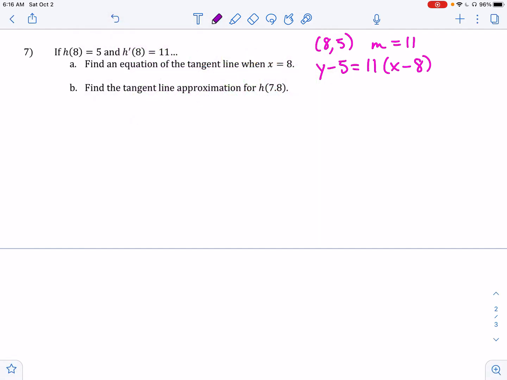So part B, it asks you to use a tangent line approximation to find h of 7.8. Now, what is a tangent line approximation? A tangent line approximation uses a tangent line to approximate a value of a point that's near the point you wrote the tangent line for. So because 7.8 is close to 8, and because a tangent line is close to the curve, you can come up with a good approximation for h of 7.8 by plugging in 7.8 for x.